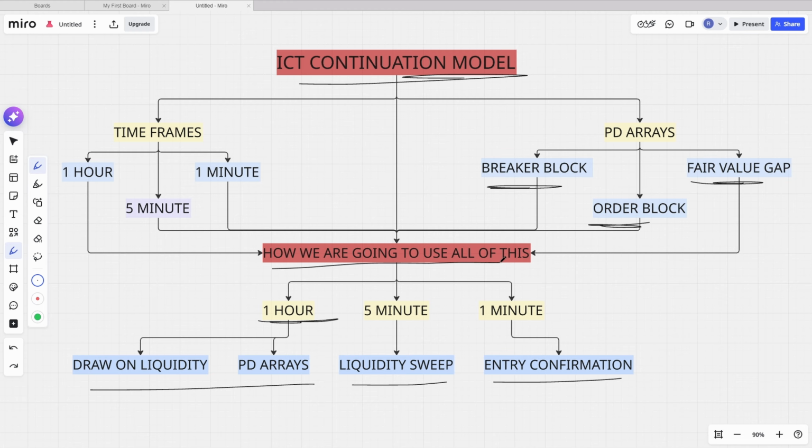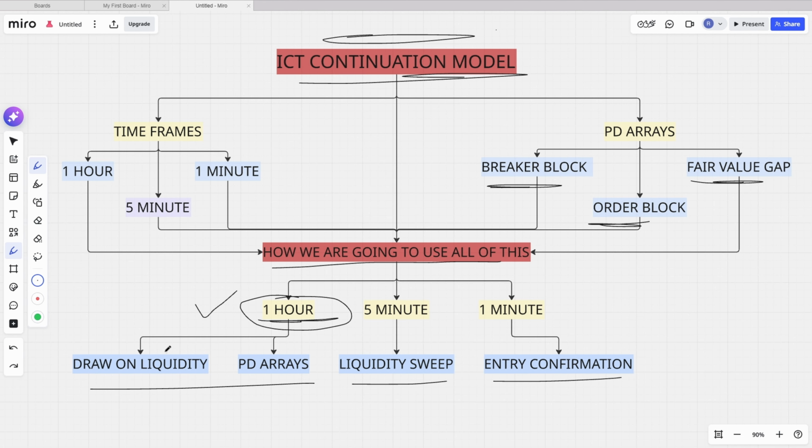The first action taken in every analysis is to move to the 1-hour time frame. All analysis begins here. The 1-hour chart is the foundation of the entire model. On the 1-hour time frame, the first and most important task is to identify the draw on liquidity. Without a clearly defined draw on liquidity, there is no justification for taking a trade. Any trade taken without a draw on liquidity is considered a blind guess and is not part of this model. The draw on liquidity can take multiple forms.